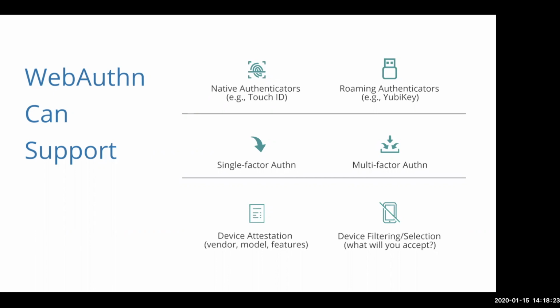WebAuthn can also support device filtering and selection, and that's using the attestation data. So currently at Duke, we allow any FIDO2 compliant authenticator to be registered with us, but in the future, we may decide that we only want to allow certain types of authenticators that meet the best security practices, for example.